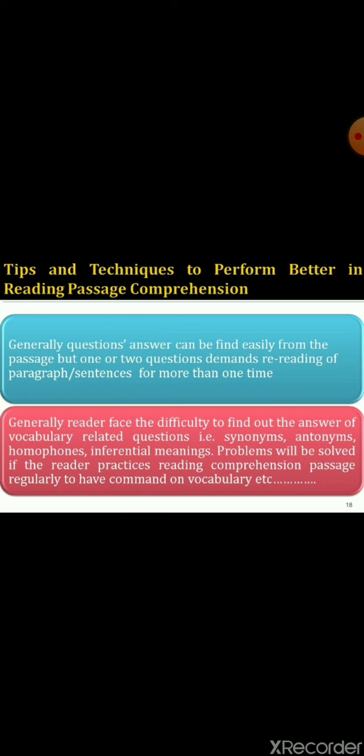When skimming, scanning, and intensive reading are not sufficient for your correct answer, then you need to follow the technique which I am telling you now. Generally, readers face difficulty finding the answer to vocabulary-related questions. When you are stuck, it will be related to a difficult word. Synonyms, antonyms, homophones, and inferential meaning problems will be solved if the reader practices reading comprehension passages regularly to have command of vocabulary.